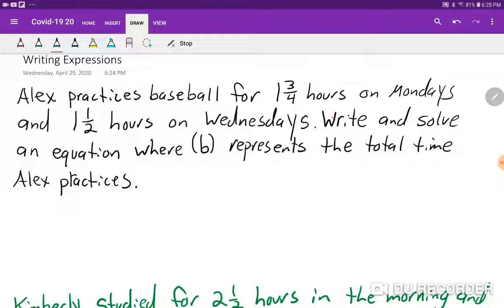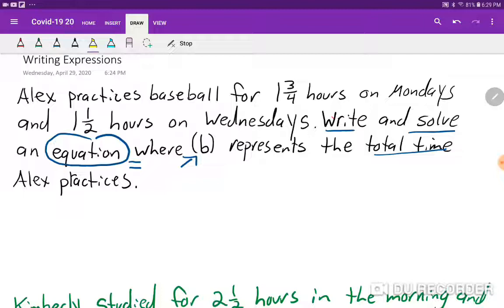Alex practices baseball for 1 3/4 hours on Mondays and 1.5 hours on Wednesdays. Write and solve, so there's two things you need to do, an equation. Remember, an equation has an equal sign, where B represents the total time Alex practices. So when it says B represents the total time, B is the answer, okay? But you also have to solve and find the real answer. So first, let's write and solve the equation, okay?